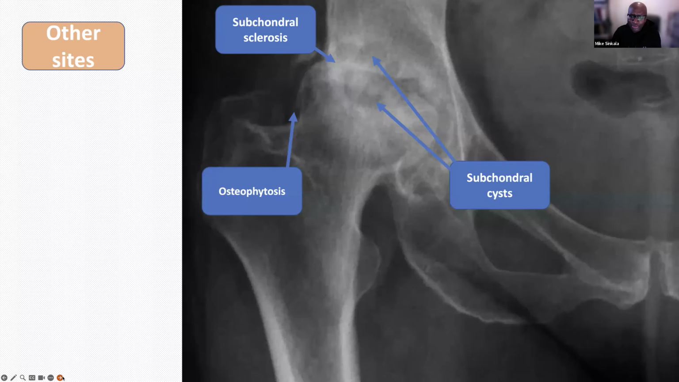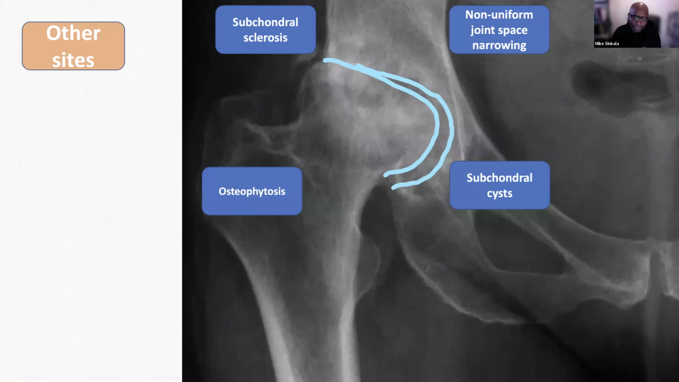Okay, so those are the features that you are able to see. Like I said, there is asymmetric joint space narrowing. There is a chap called Clyde Helms, one of the top radiologists. I think he's American. He suggested that if you're looking at osteoarthritis in the hip, there is a superior migration of the femoral head. So the joint space tends to narrow in the superolateral aspect of the femoroacetabular joint, as it were.